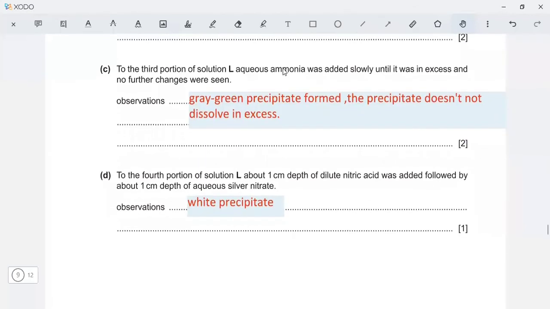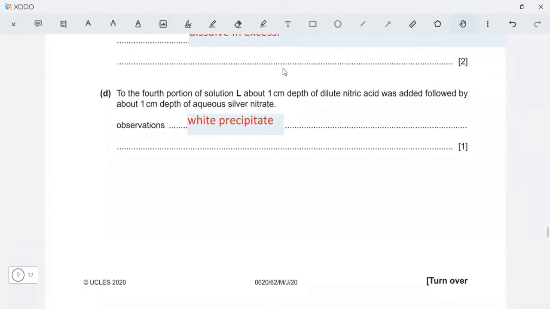Fine, I will move to this D. To the fourth portion of solution L, about 1 centimeter depth of dilute nitric acid was added, followed by 1 centimeter depth of aqueous silver nitrate. Okay, so what will be the observations? Make sure that they're talking about the compounds, just initially we came to know there was chromium chloride. Okay, chromium 3 chloride was there. So what will you get?